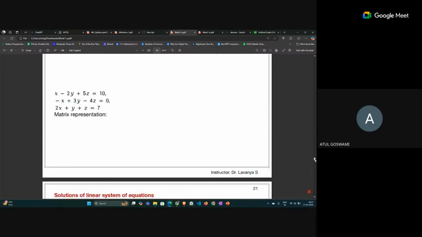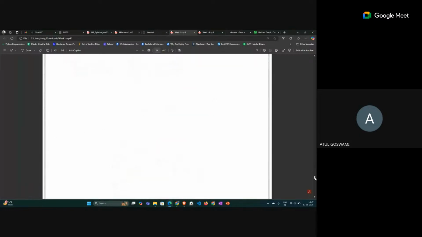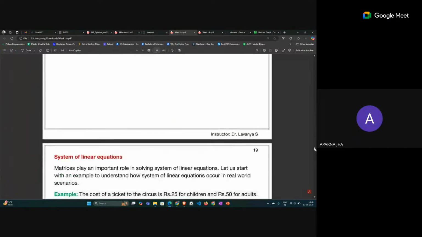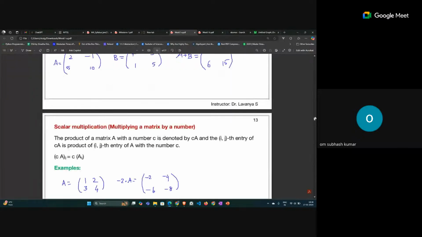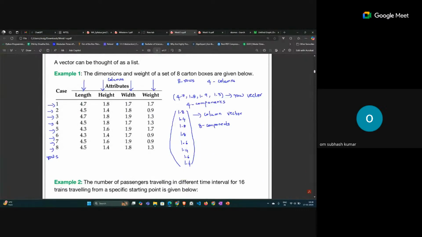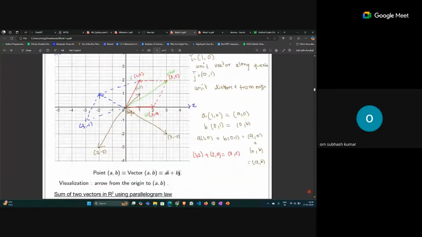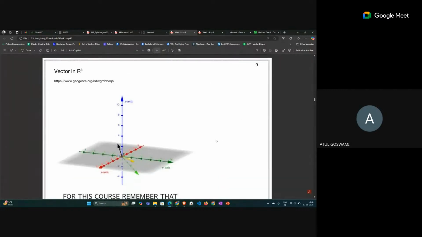This slide somewhere actually has a picture. Okay, one minute. It was in the beginning. This is 2D. In R3 there is a Z axis. Yeah, this one is R3.